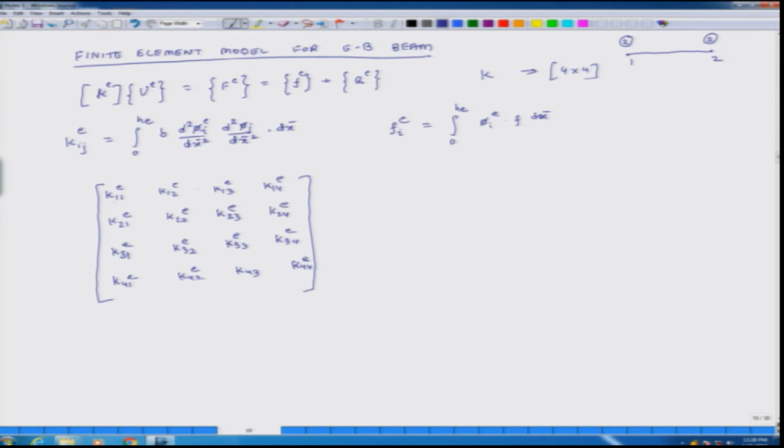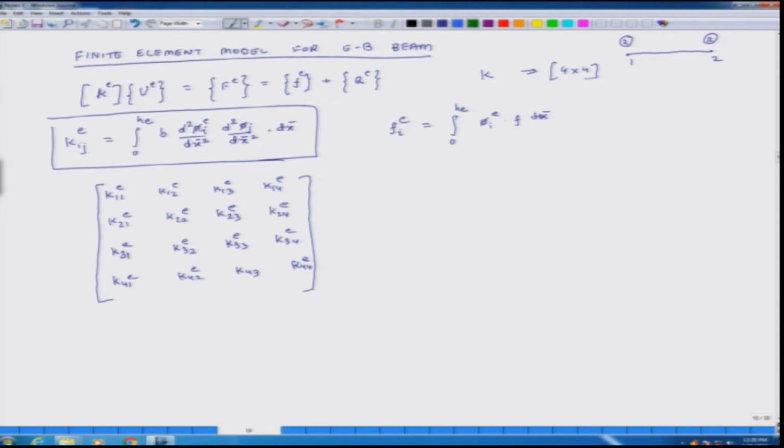And the way I will calculate each element is using this formula, and in this phi i and phi j will be the interpolation functions which we discussed in the last class. So, we will use those phis as the interpolation functions. So, that is how I will develop my K matrix.